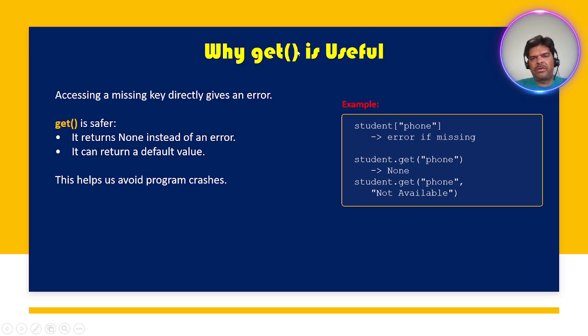So get is also one of the functions which we can use for getting values, and it is useful. It will avoid throwing the error. It will return None instead of an error if the key is missing. Now, it will not throw an error. It will return None.